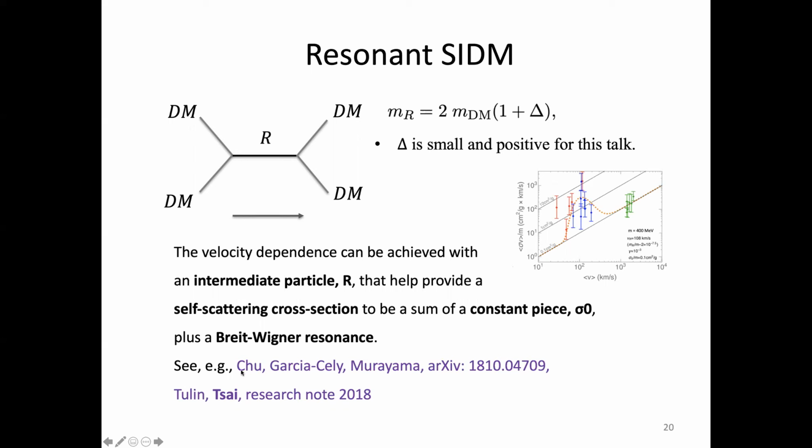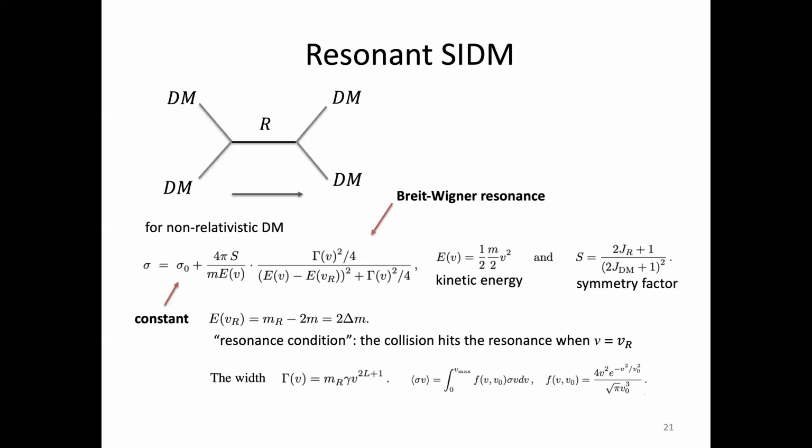And it's discussed in detail in this paper. Sean and I actually wrote the notes about this, but then Hitoshi published it first, so we didn't publish. But anyway, this is a very interesting structure that you can have. So you can have this intermediate particle that is on resonance, on the Breit-Wigner resonance. So meaning that you have a constant piece and a Breit-Wigner resonance piece. And the Breit-Wigner resonance piece is basically matching.